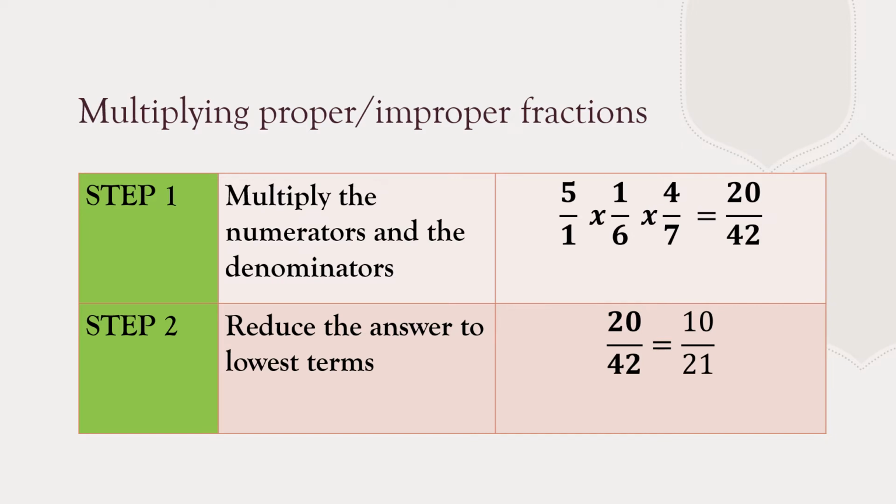So let us just simply multiply the numerators. So 5 times 1 is 5, times 4 is 20. And then next, the denominators. 1 times 6 is 6, times 7 is 42. And then step 2 is to reduce the answer to lowest terms. So since 20/42 is not in its simplest form, we will look for the GCF of this. So the GCF of this is 2. So 20 divided by 2 is 10, and 42 divided by 2 is 21.